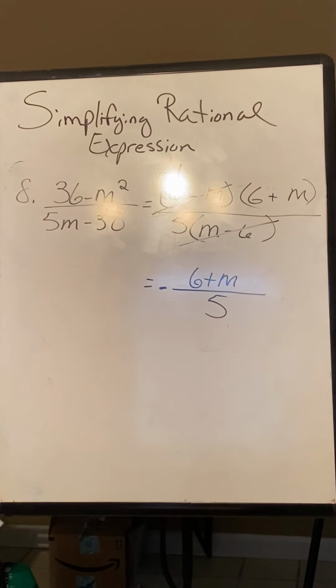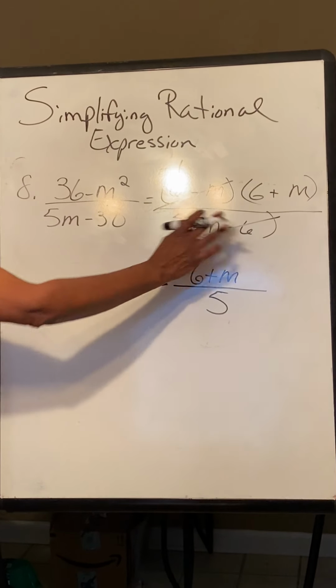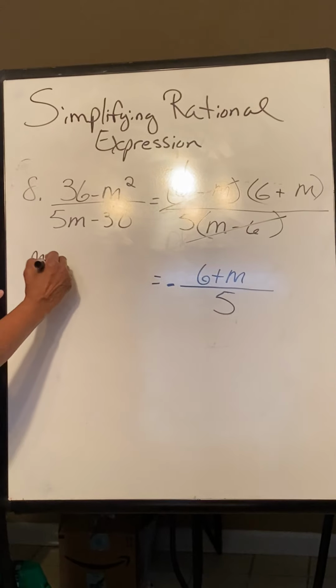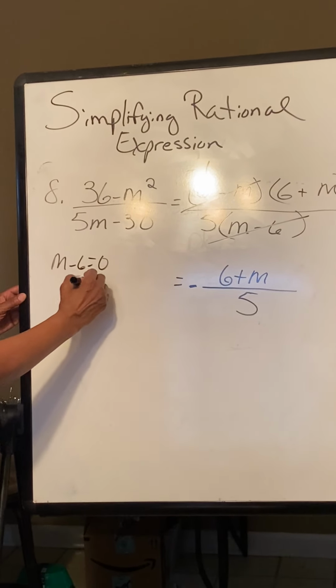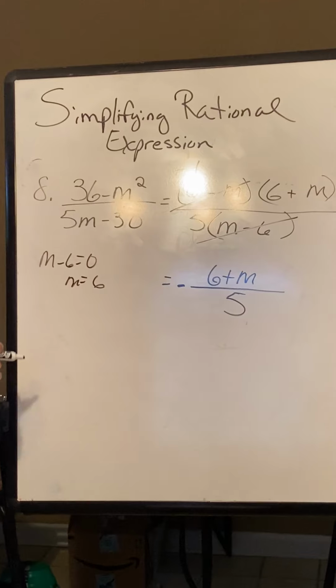And for my excluded value, again, I can't say 5 equals 0. That would not be true, but I could do m minus 6 equals 0. So my excluded value for that problem would be a 6.